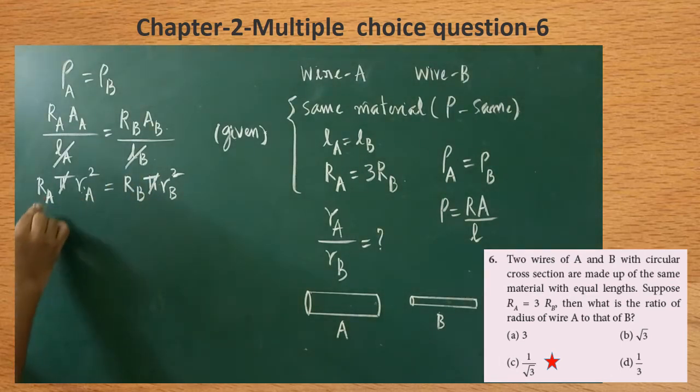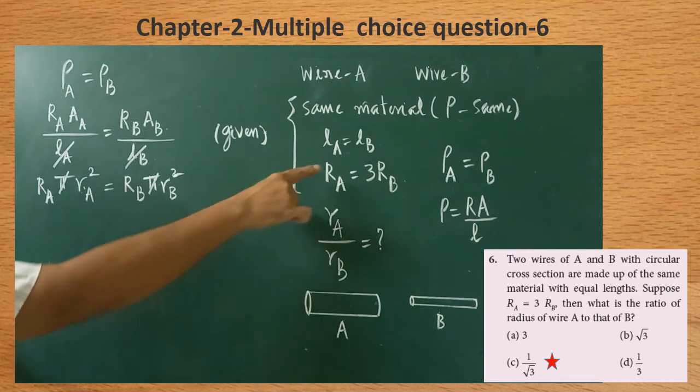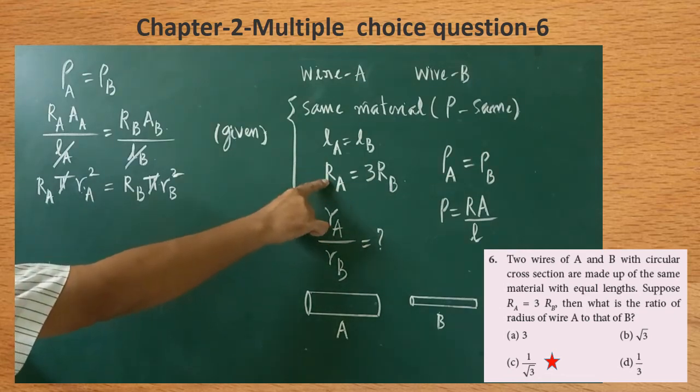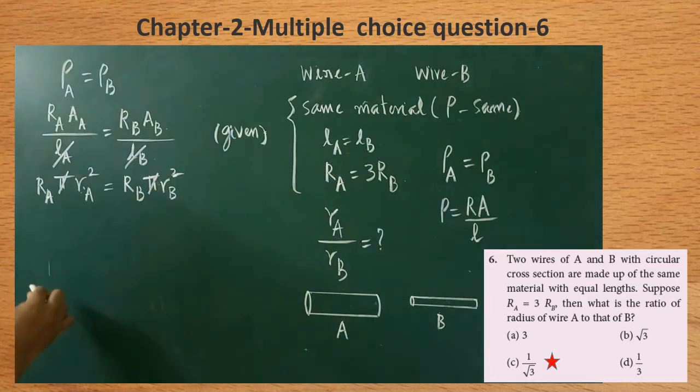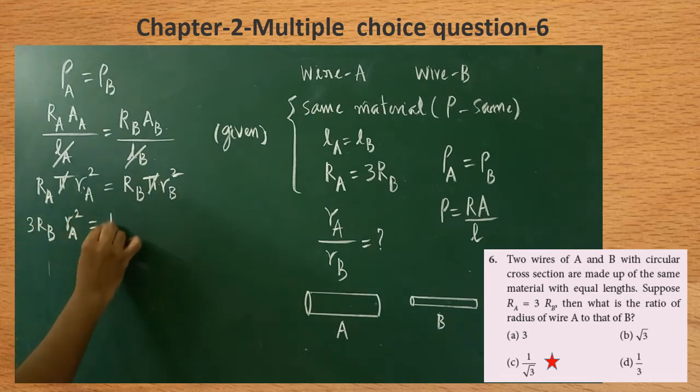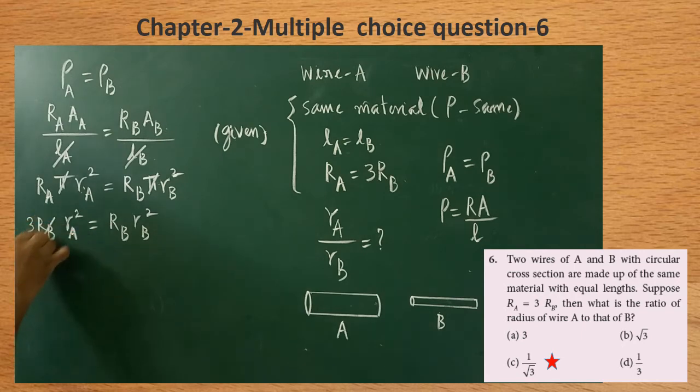Here the most important thing is that RA, the resistance of the first wire, is how many times RB? 3 RB. Therefore, instead of RA you write it as 3 RB. RA square is equal to RB square. Write it in this form. RB can be cancelled: RA square divided by RB square.